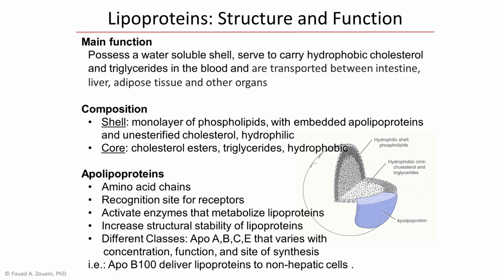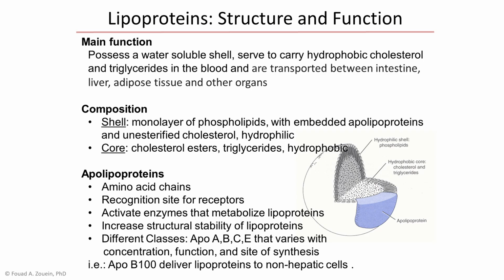The composition, as we said, a monolayer phospholipid shell is hydrophilic, allowing the lipoprotein to circulate in the circulation. It usually has apolipoprotein on the surface and unesterified cholesterol. And inside the core, the hydrophobic core, you will have cholesterol esters, which are a molecule of cholesterol and fatty acid together, and triglyceride, and this is hydrophobic.